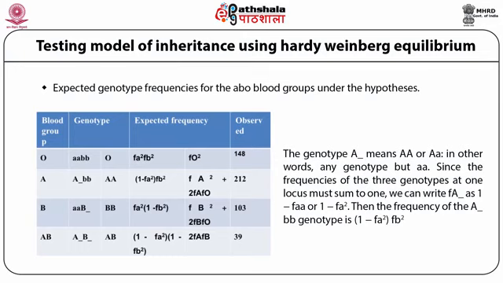Since the frequency of the three genotypes at one locus must sum to 1, we can write the frequency of one genotype as 1 minus the frequency of the other genotype, or 1 minus the frequency of a square, small a square. Then the frequency of the A dash BB genotype is 1 minus the frequency of small a square, multiplied by the frequency of small b square.